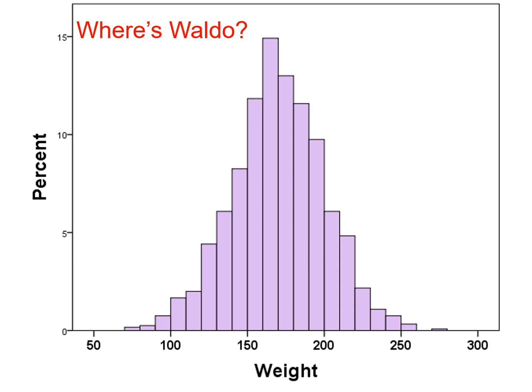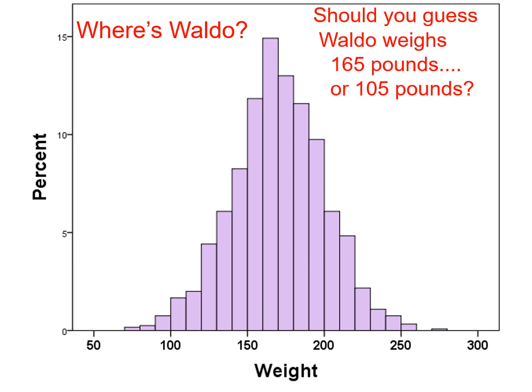Here's how statisticians and scientists approach this problem. They think of it as sort of a guessing contest. Now take a second to jot down what guess you might make about Waldo's weight given this group information? If you want to have the best chance of being close to the correct answer, do you think you should guess that Waldo weighs 165 pounds or 105?